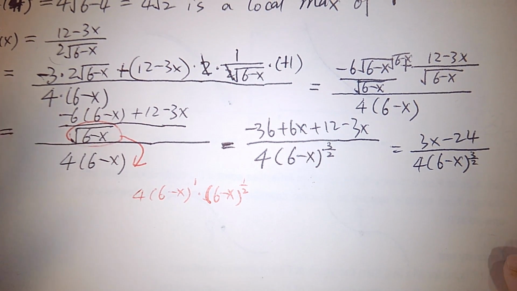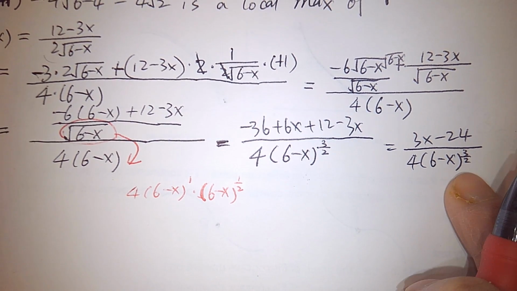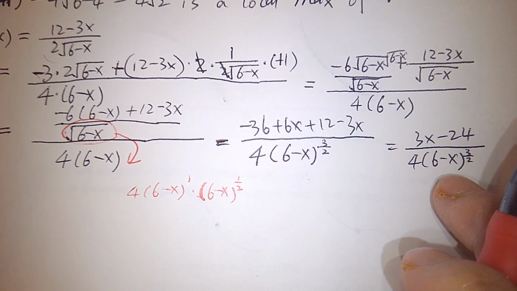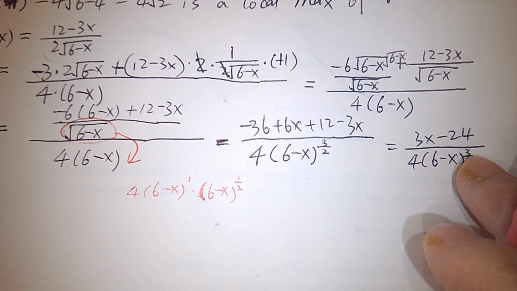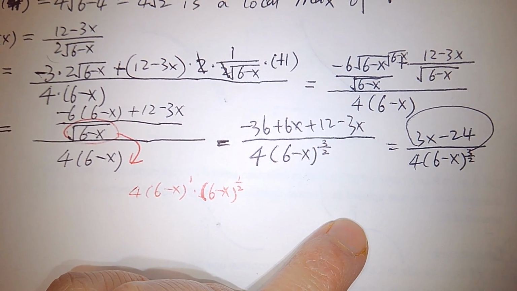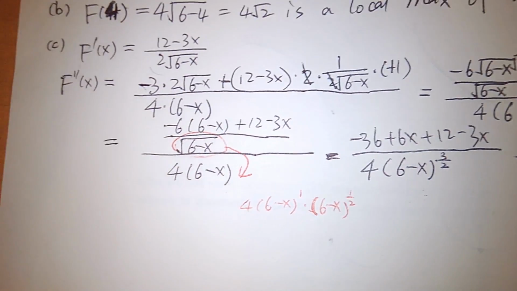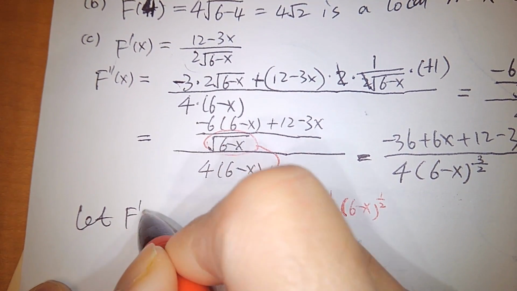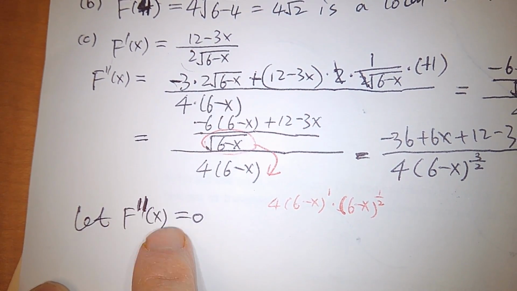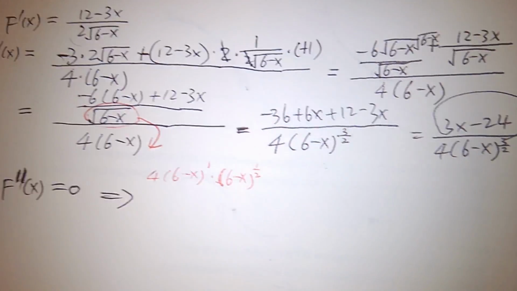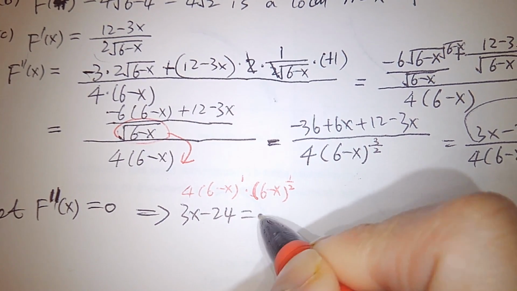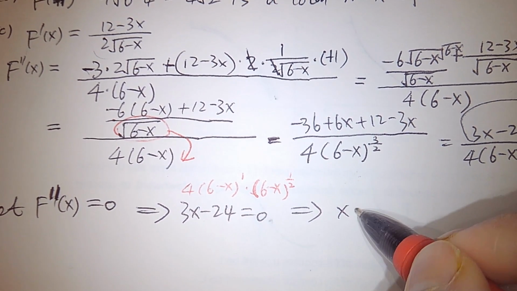If this is the second order derivative, we don't have to worry about when f prime prime does not exist, right? Remember, we only worry about whether f prime prime is positive or negative. So we're going to let f prime prime equal 0. That implies 3x minus 24 equals 0, which implies x equals what?